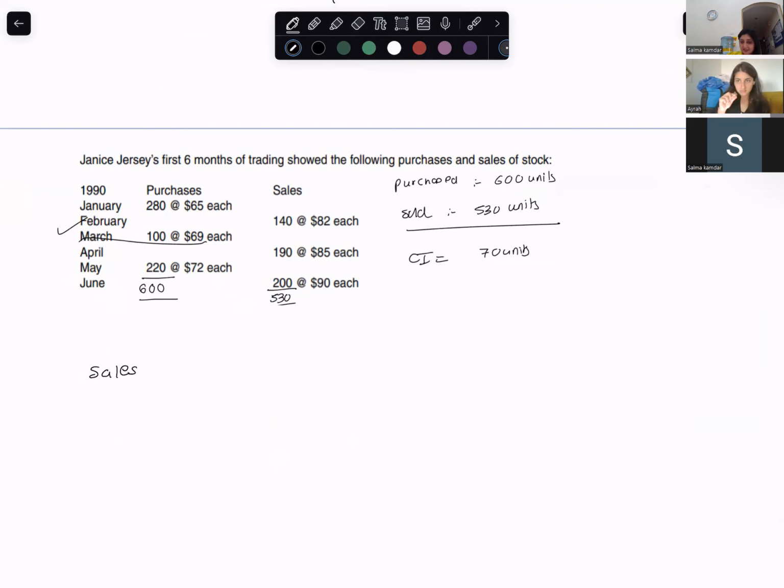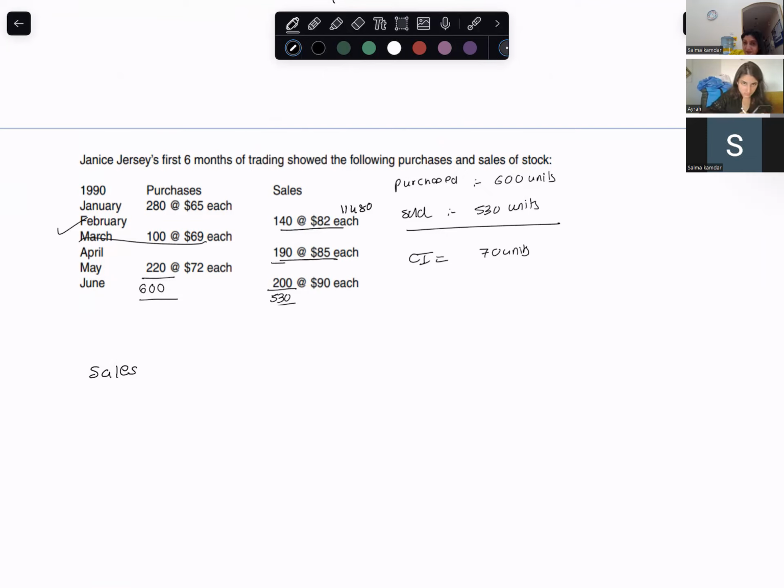So what is the sales? You'll have to calculate now each one. 140 into 82, how much is that coming up to? 140 into 82 is 11,480.